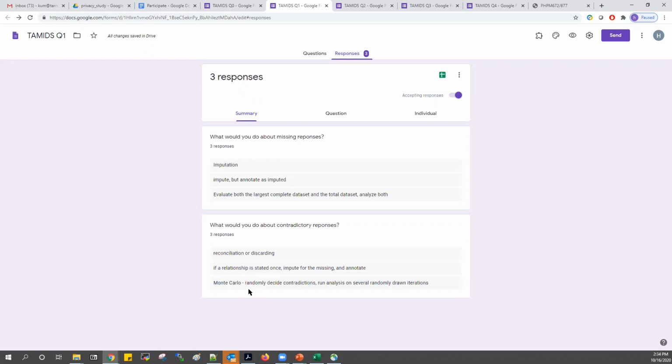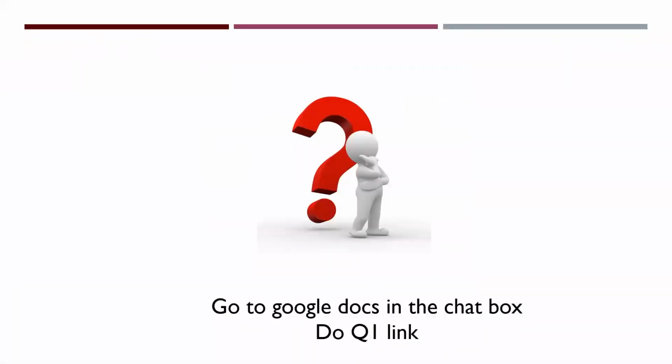And then this person said, evaluate both the largest complete data set and total data set and analyze both. So it does feel like there is no good answer. You're going to have to think about all the possible things you can do about it. Often this is do it in the different ways that's possible. What that does is it starts to say, I don't know where the precise answer is, but maybe if I do it in all these different ways, I can figure out the vicinity of where the answer is, right?